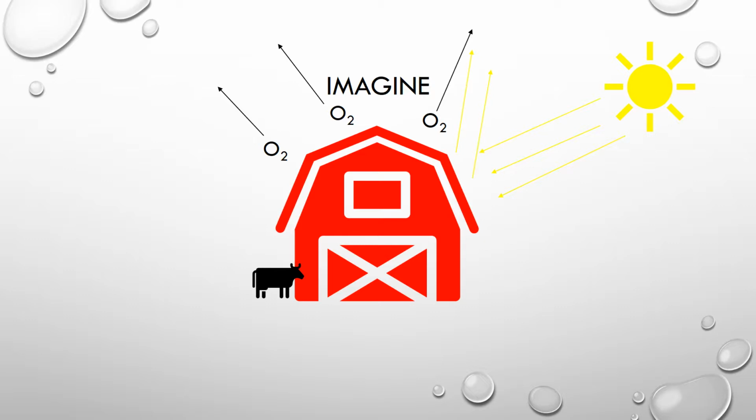Imagine taking all of your cattle and shoving them into a barn, then taking all the oxygen out of that barn. The cattle are gonna die, and that's basically what's happening in these lakes that are affected by eutrophication. Any organisms in those lakes are just dying out.